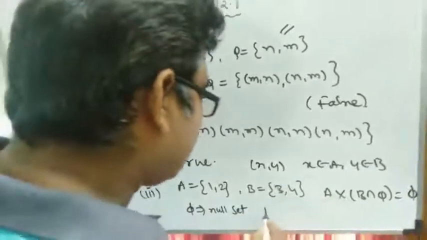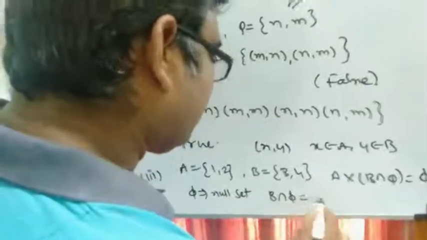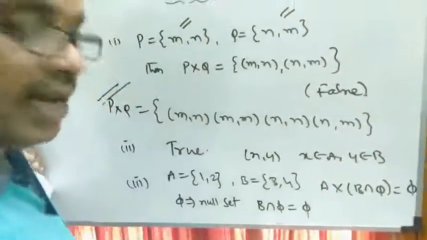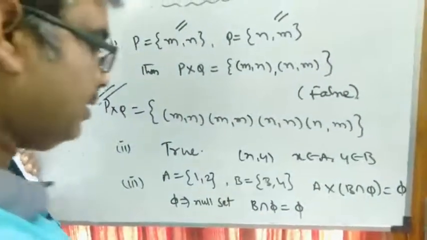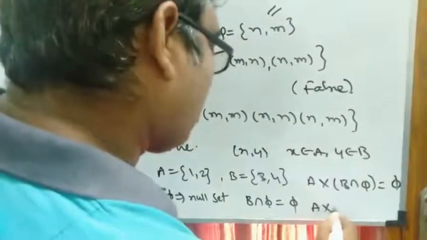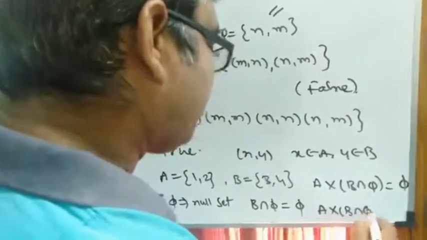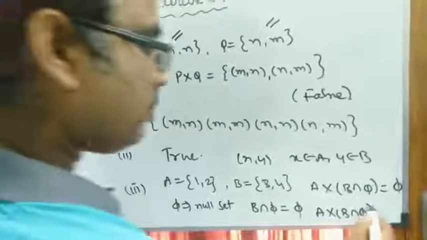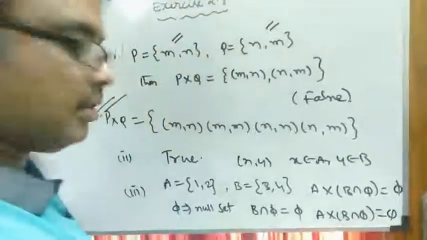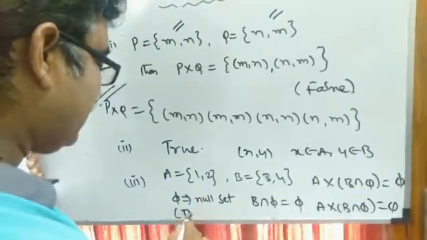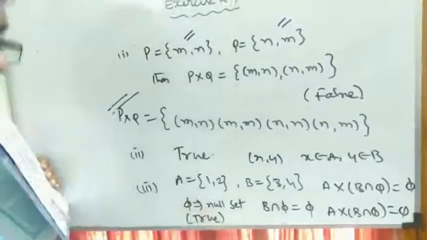So B intersection phi is phi. Again, A cross B intersection phi is also phi. So that means the given statement is a true statement.